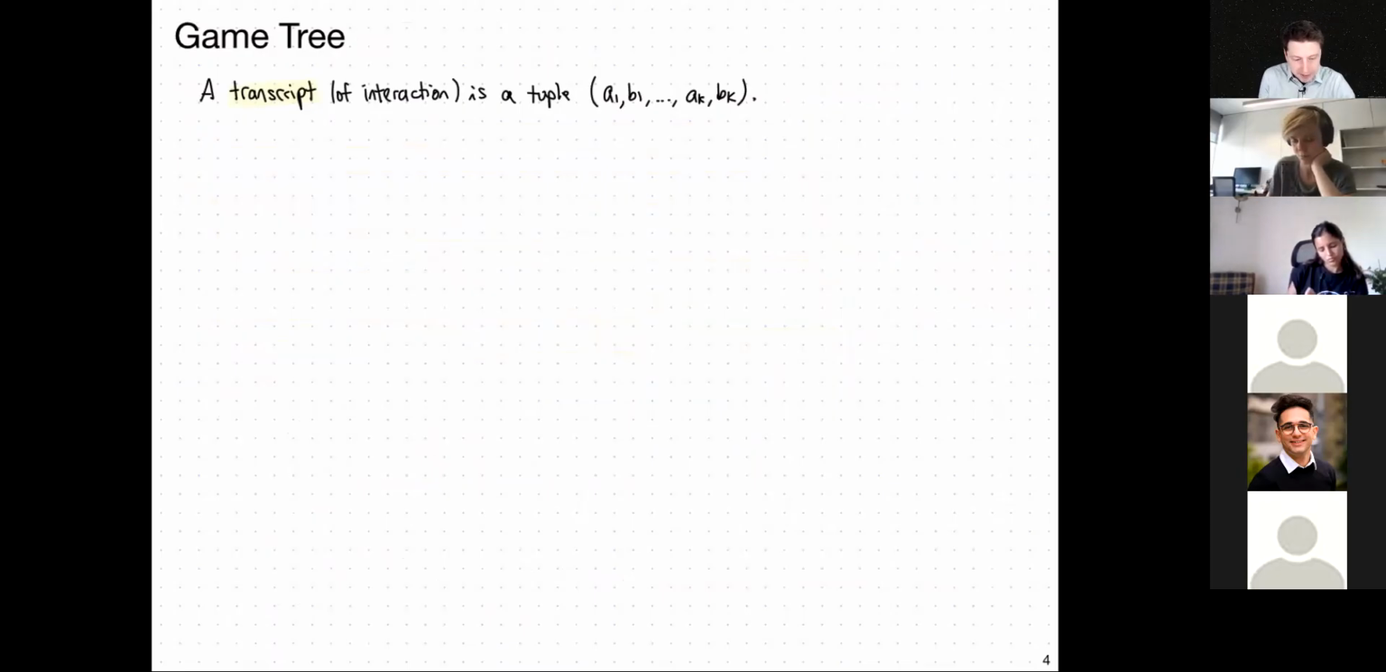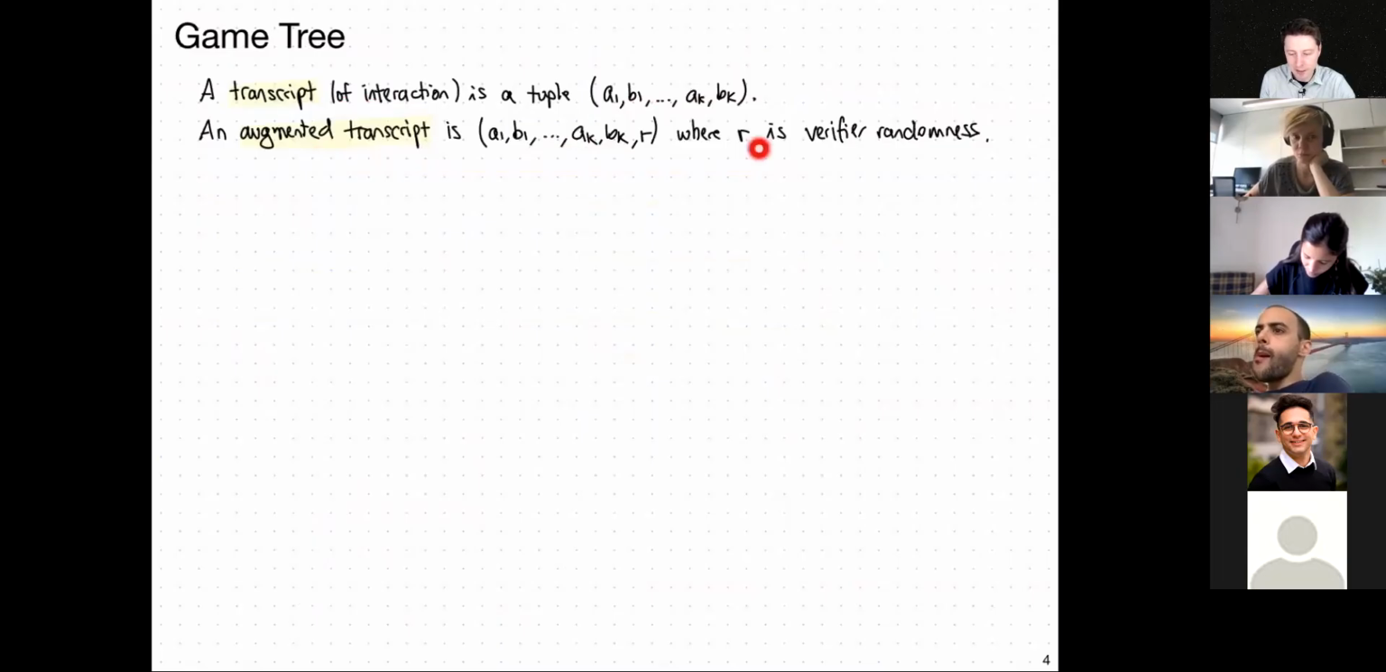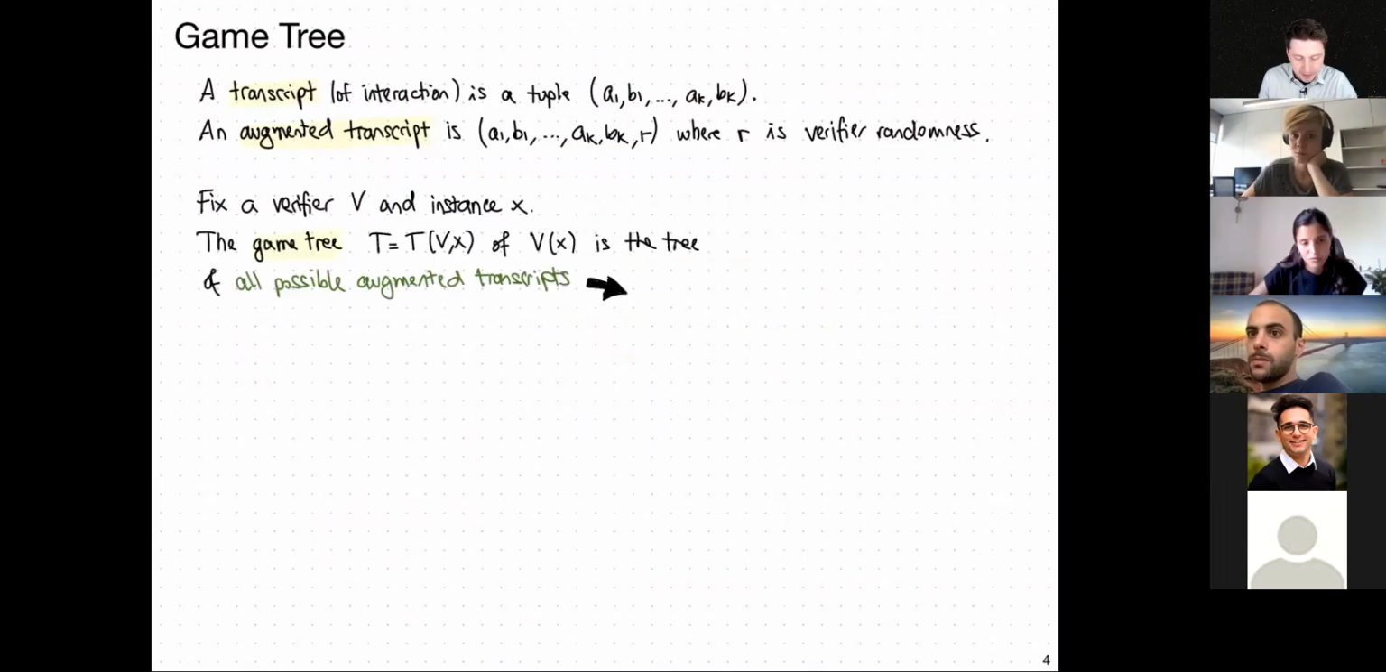So let's say that a transcript of interaction is a tuple of prover message, verifier message, prover message, verifier message, and so on and so forth, up to the number of rounds. And then we're going to say that an augmented transcript is the same thing when I tag at the end the verifier randomness, okay? Potentially there is randomness used by the verifier, and we just attach it at the end. Okay, that's an augmented transcript. So now fix a verifier V and an instance x, and the game tree of the verifier V and instance x is a tree of all possible augmented transcripts.